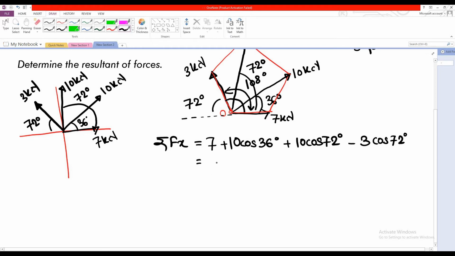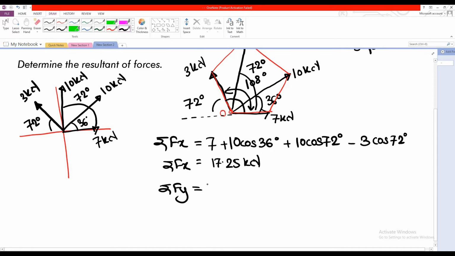Therefore this statement of Fx, when you calculate it, comes out to be 17.25 kilonewton. This is summation Fx. Similarly, summation Fy, what should it be? See, 7 kilonewton is not going to be there in summation Fy because it is perfectly on the x-axis, on the horizontal axis.